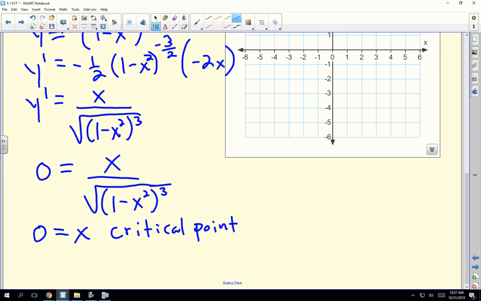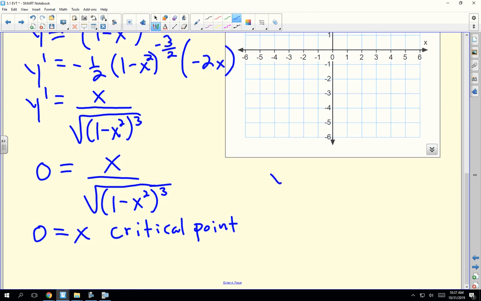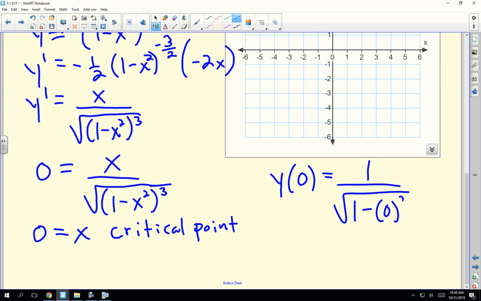So here we go. Where do I check x equals 0? Where do I plug it in? The original problem. So plug into the original. So we've got y of 0 equals 1 over square root of 1 minus 0 squared, and I get 1. So at 0, 1, we have something going on here. The question is, is it a max or a min? Is it a max or a min?